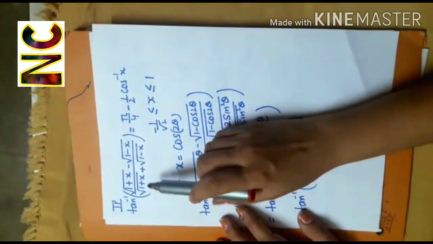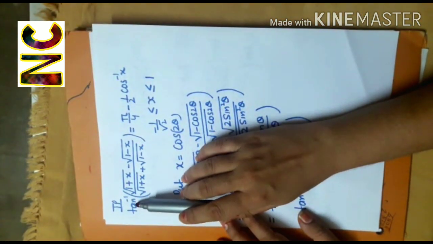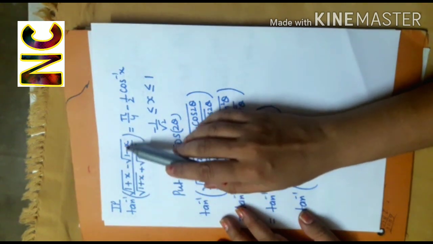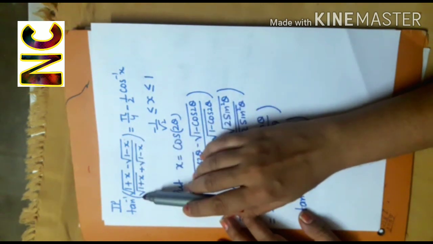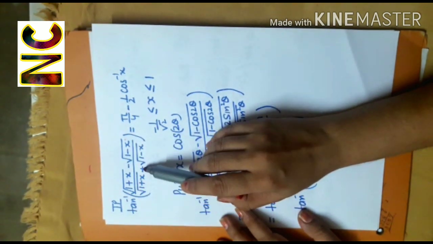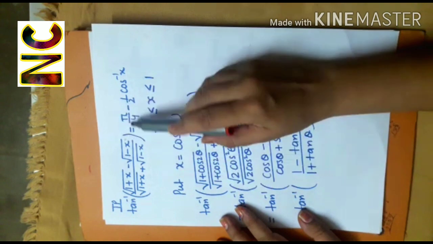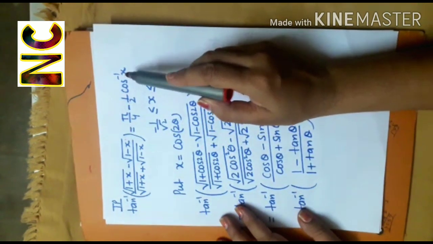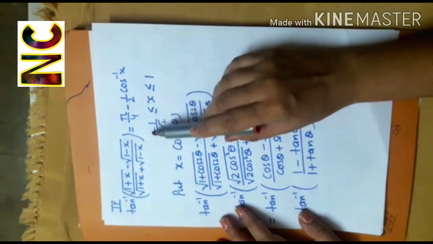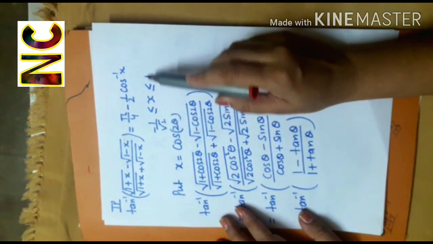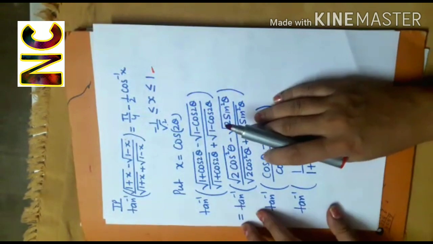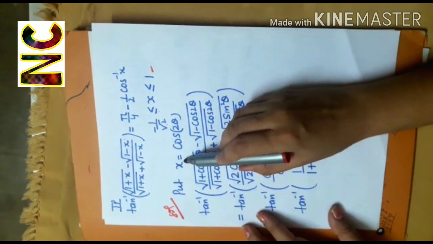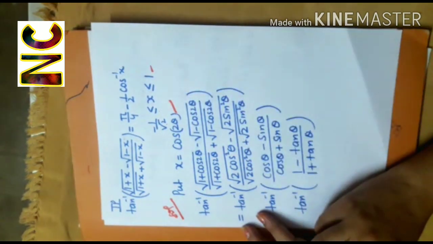Let's take another question. Prove that tan inverse of (square root of 1 plus x minus square root of 1 minus x) over (square root of 1 plus x plus square root of 1 minus x) is equal to pi by 4 minus 1 by 2 cos inverse x, where x is greater than or equal to minus 1 over root 2 and less than or equal to 1. So I'll put x is equal to cos 2 theta.